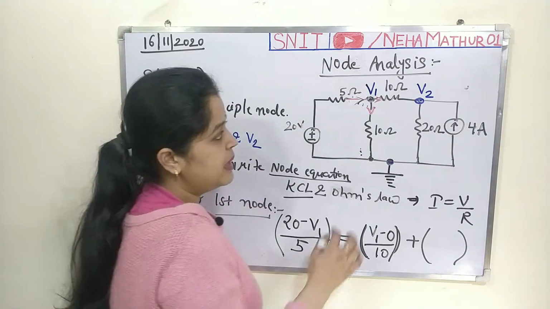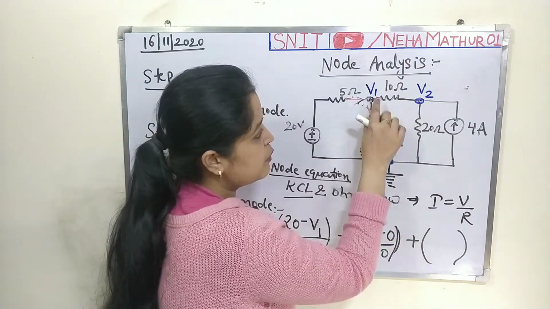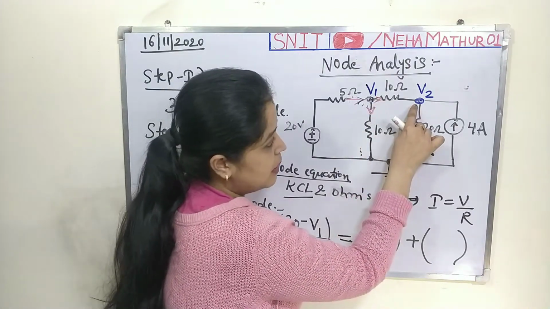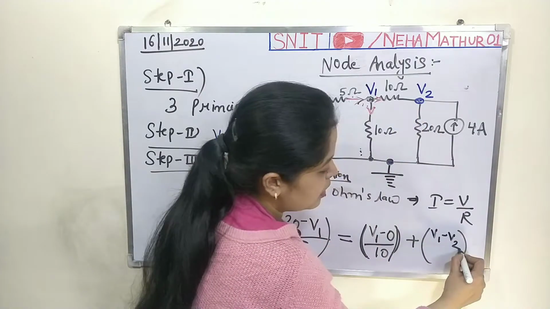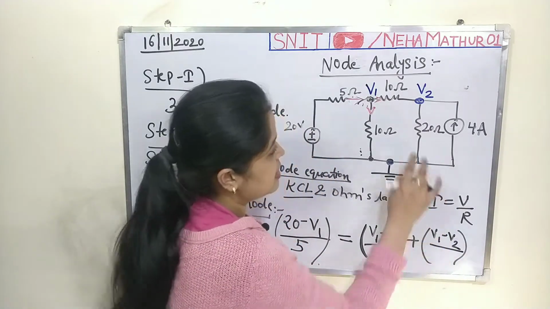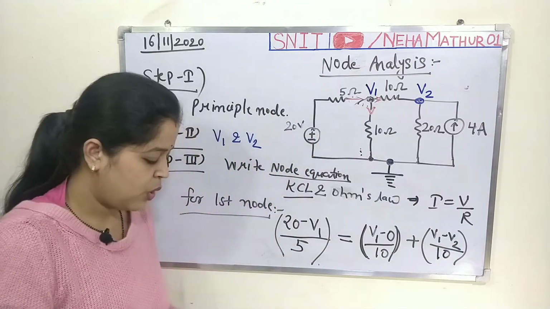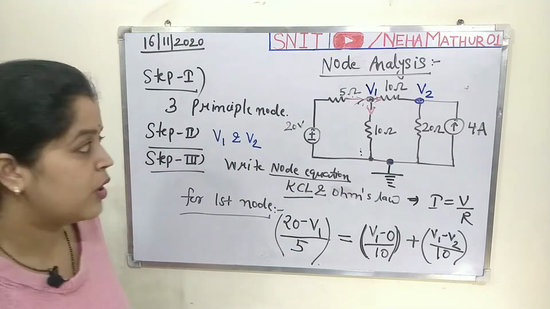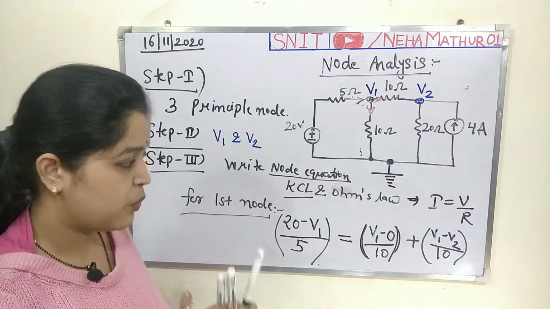Fine. Similarly for this third branch, the current is leaving from this point and coming at this point, that means voltage will be V1 minus V2, higher potential minus lower potential, divided by resistance, and the relevant resistance for this branch is 10. So this is the node equation for this first node. Now you have the first node equation.